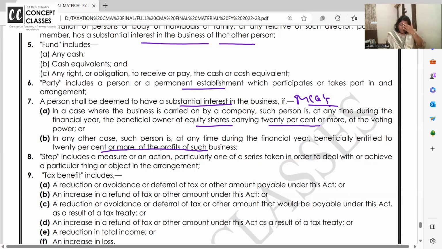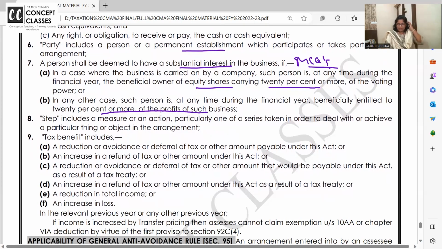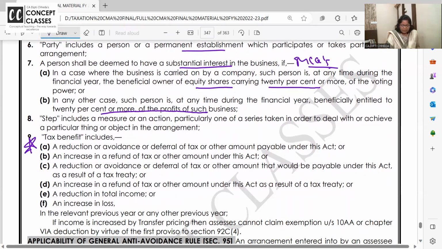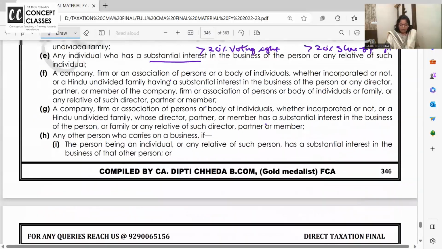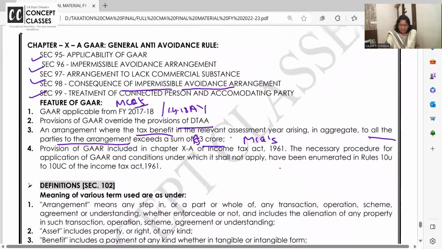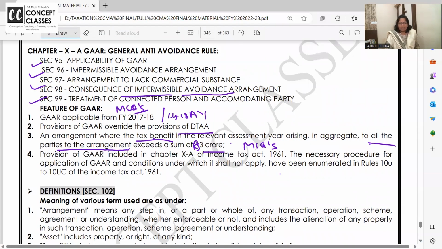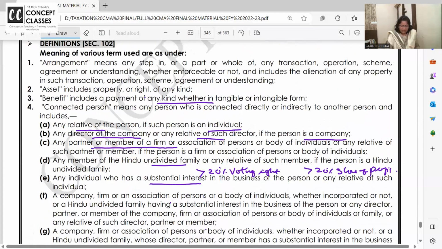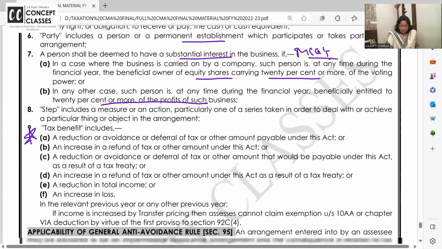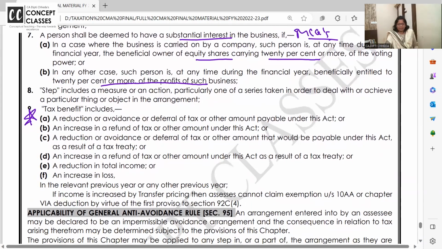Step includes a measure or action, particularly one of a series taken in order to deal with or achieve a particular thing. So what steps? Now, this is important. You are doing all the arrangements in GAAR for the tax benefit above 3 crores. So what is tax benefit? What do you want in the tax benefit?